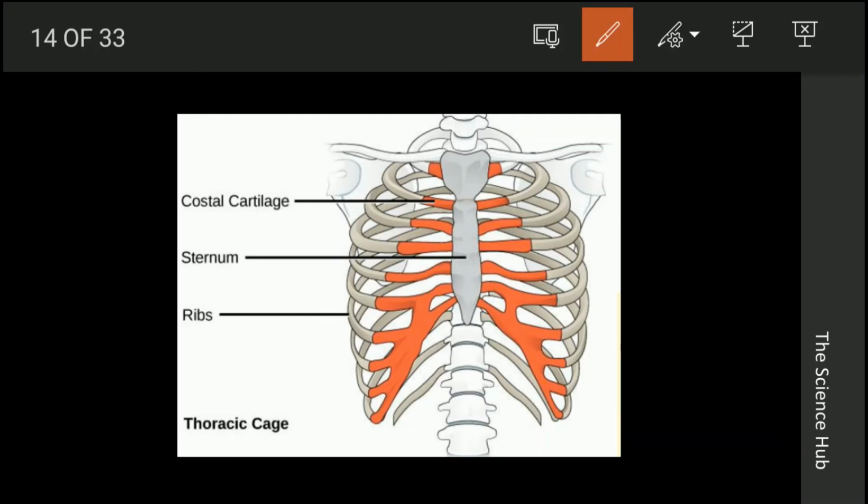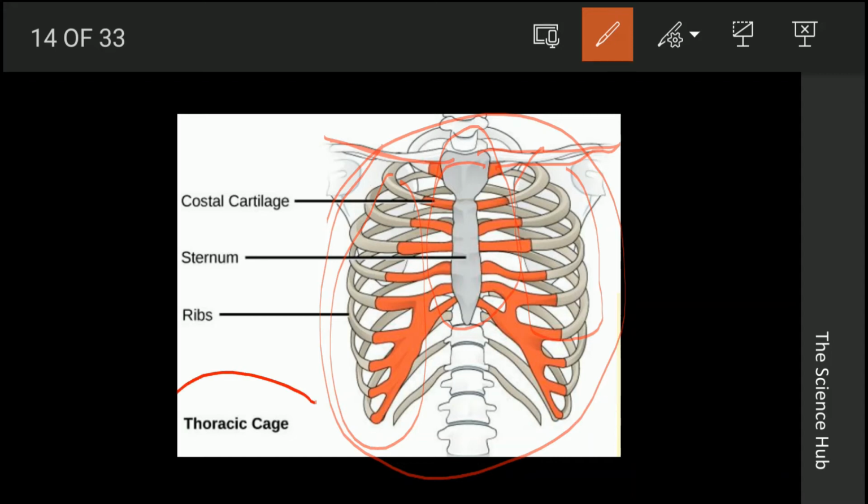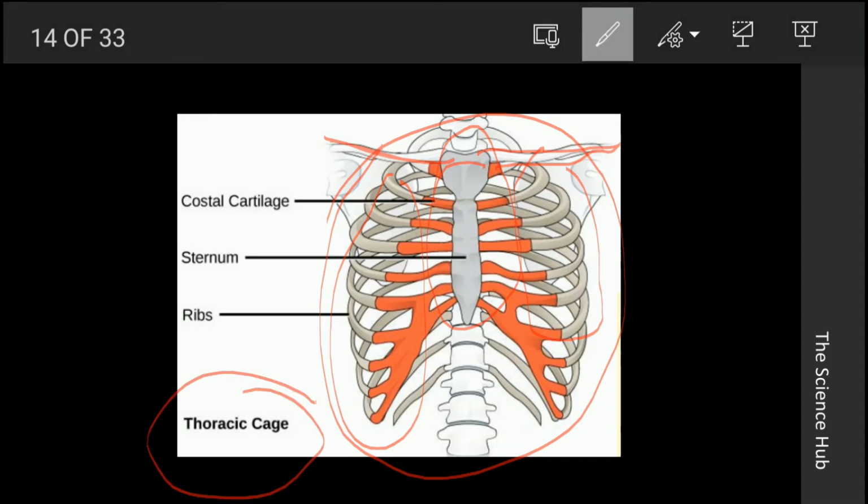Here we can see this tie-like portion is the sternum bone and these all are the ribs, and the first 7 ribs are attached to the sternum, and this clavicle or the collarbone is also attached to the sternum, and together they will form the rib cage or the thoracic cage.